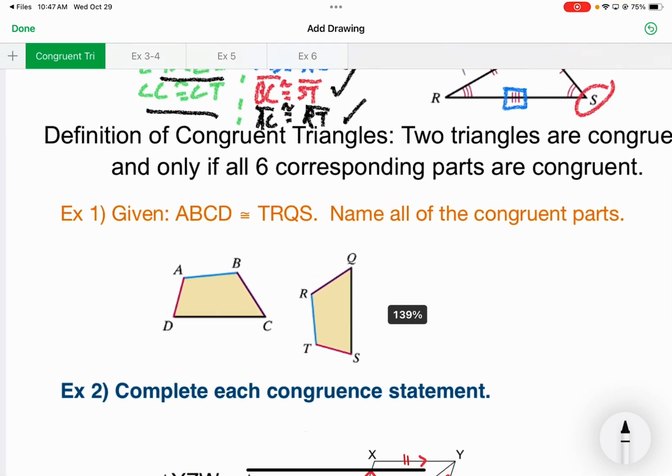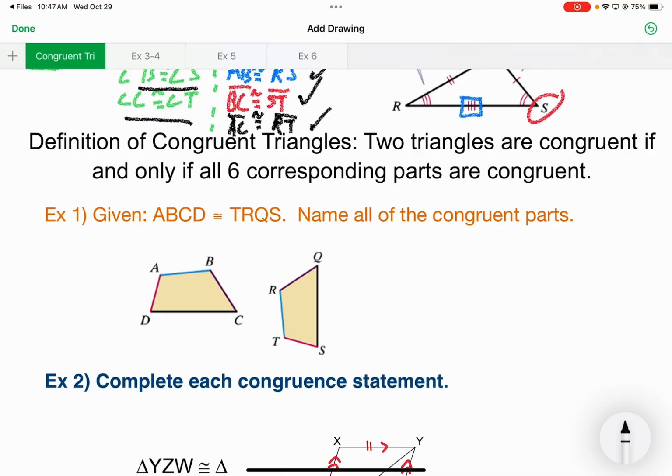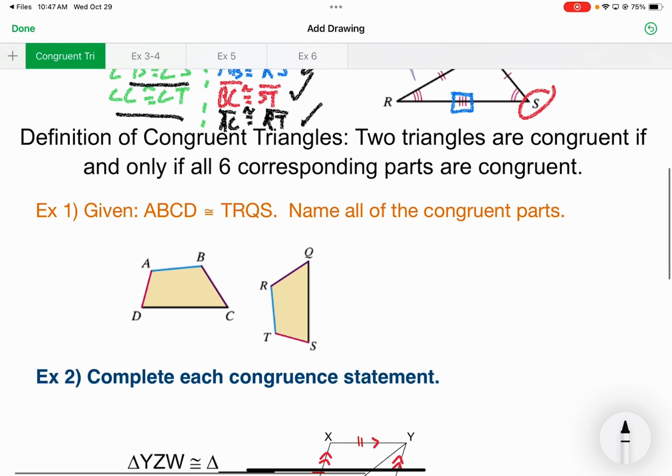Okay. Liam already told us this, but for triangles to be congruent, that means that all 6 corresponding parts are congruent. So that is what's called our definition of congruent triangles. At the end of this section, we'll be doing a couple of proofs. So we'll be using that as our final reason for our proof statement: definition of congruent triangles, okay?